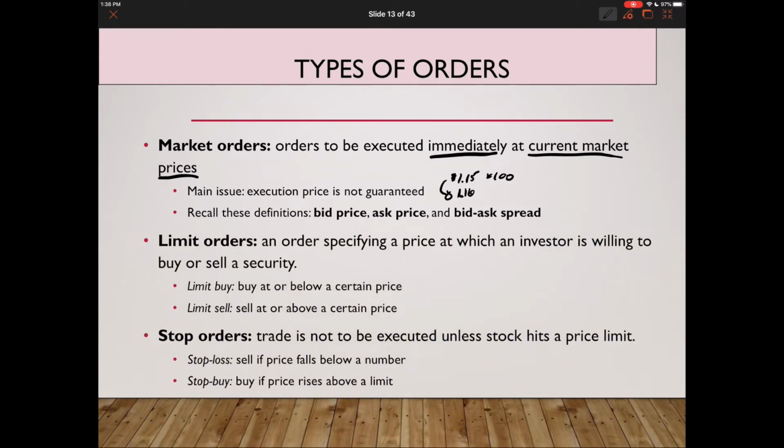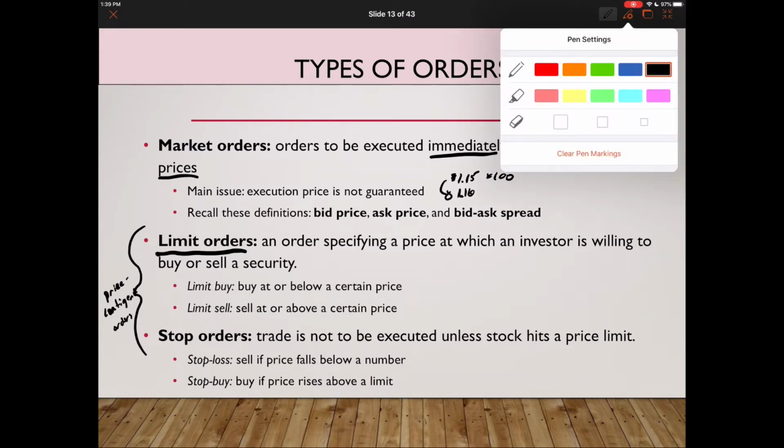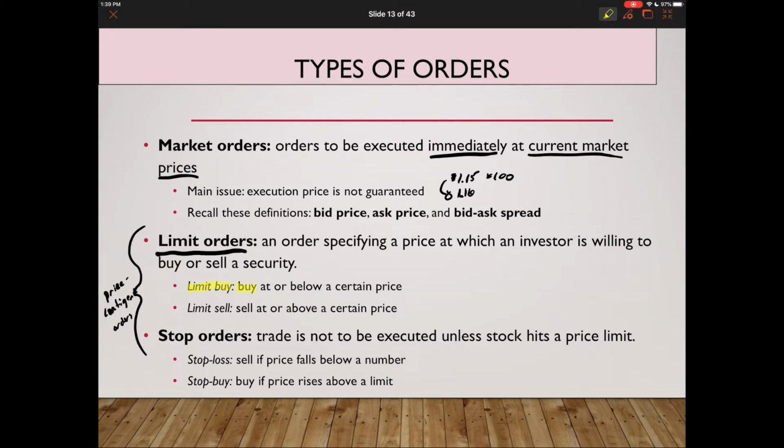The second type of order, so that is a market order, so execute immediately. The next two types of orders are limit orders and stop orders. This group of orders is called price contingent orders, and as I mentioned, there are two types. The first is a limit order. A limit order is an order specifying a price at which an investor is willing to buy or sell a security. You have two different types: a limit buy, which says you buy at or below a certain price, and a limit sell, which says you sell at or above a certain price.